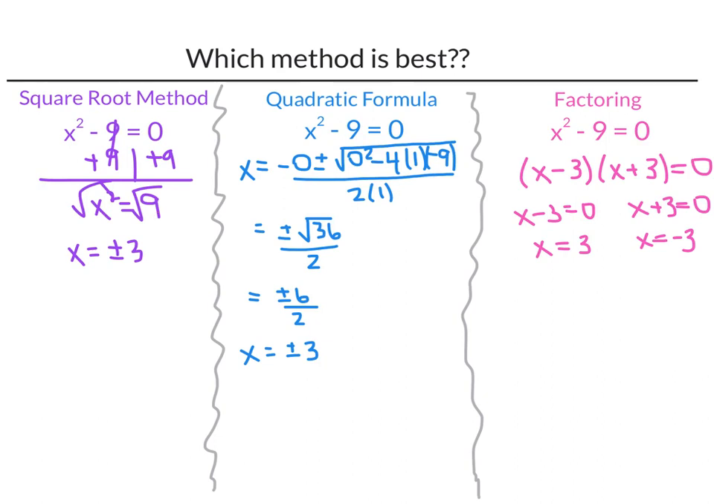Square root method, I get plus or minus 3. The quadratic formula, I get plus or minus 3. And factoring, I get plus or minus 3. So obviously I'm going to get the same answer if I solve the same equation, but you can see all 3 methods truly do work.